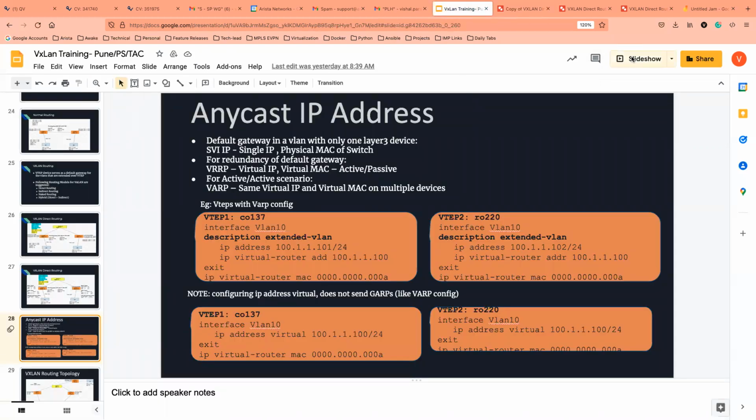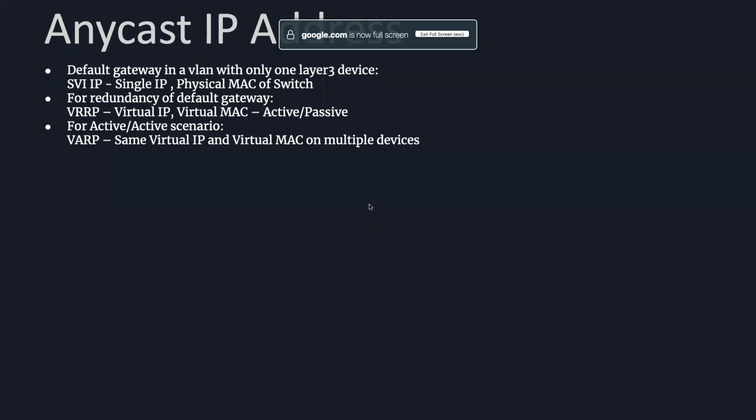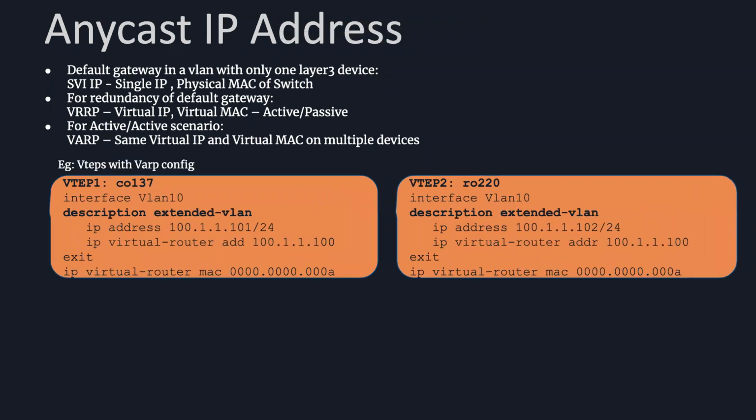Okay, so coming back to this slide, we have different ways to configure an Anycast IP address. One is VARP. On the interface, we configure interface VLAN 10 with an IP address. This is the physical IP address, and this is the virtual IP address. On VTEP 1, 10.1.1.101 is the physical IP address, and on VTEP 2 the physical IP address is different, 102, and the virtual IP across all the VTEPs will be the same.